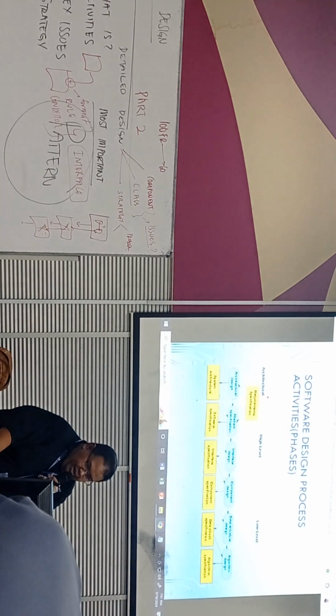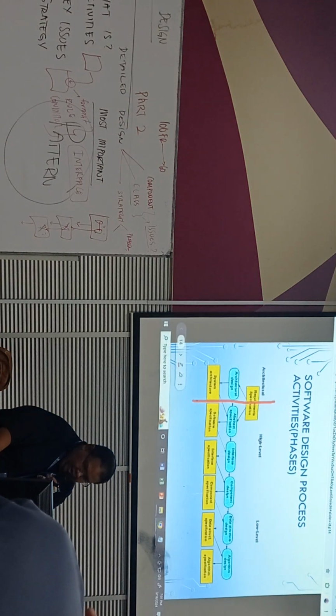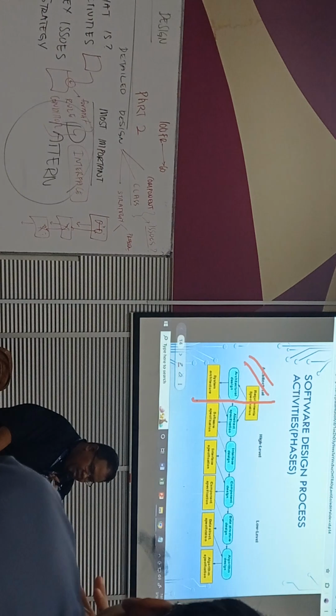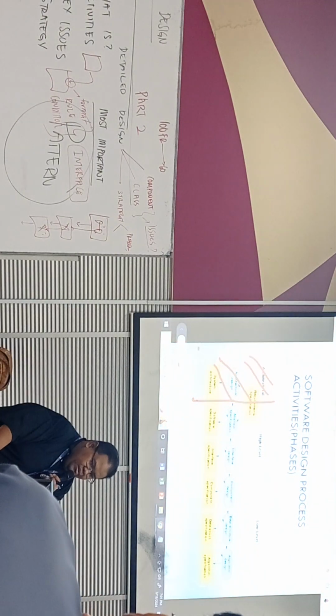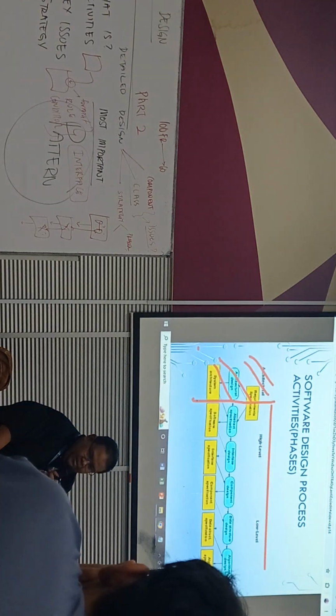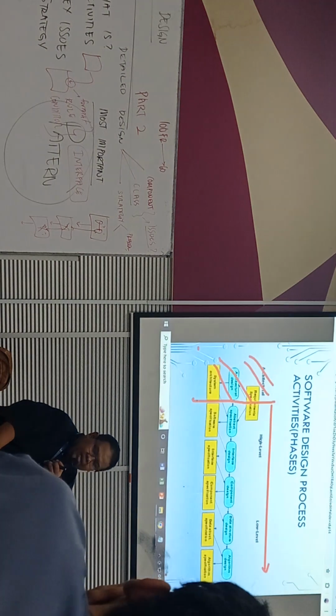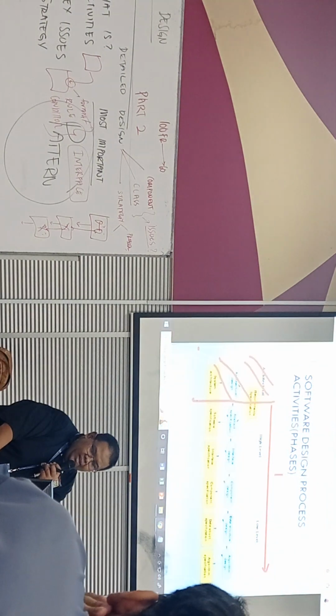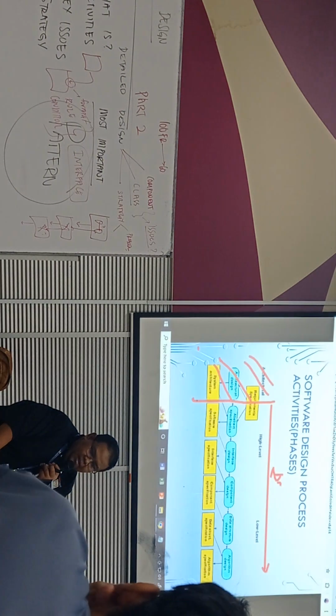So now we have 1. This is done. This is architectural design. So this one is done. Now we are here, from here to here. Alright, this is called detailed design. Okay, this is called detailed design.